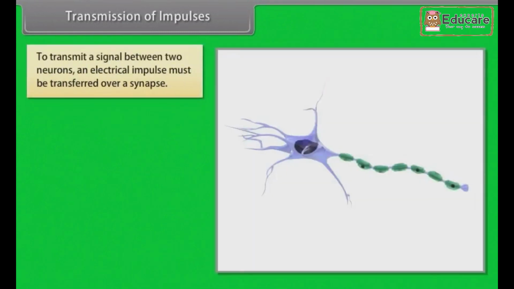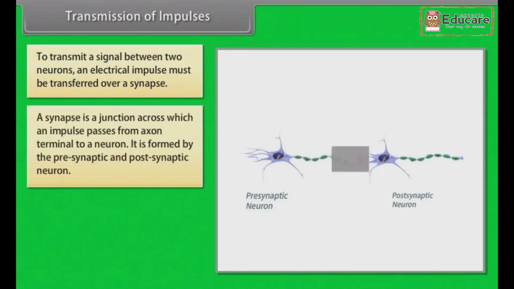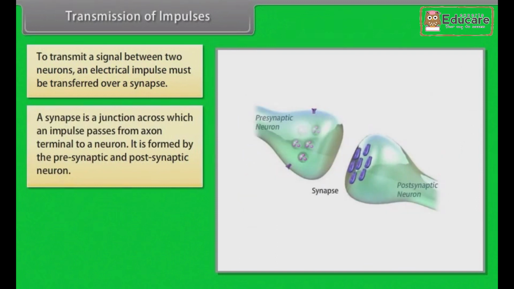To transmit a signal between two neurons, an electrical impulse must be transferred over a synapse. A synapse is a junction across which an impulse passes from an axon terminal to a neuron. It is formed by the presynaptic and postsynaptic neuron.